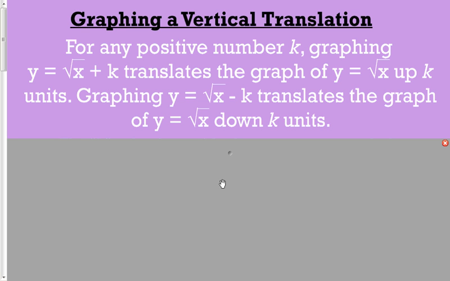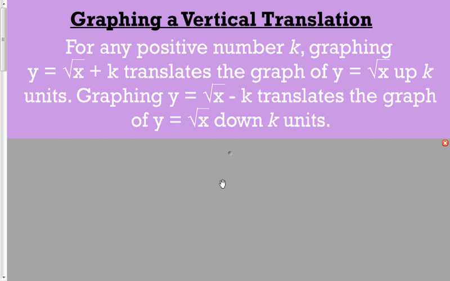For any positive number k, graphing the function y equals the square root of x, then outside of that plus k, translates the graph of y equals the square root of x up k units, or down k units if it was a negative. Graphing y equals the square root of x minus k translates the graph down that many units.